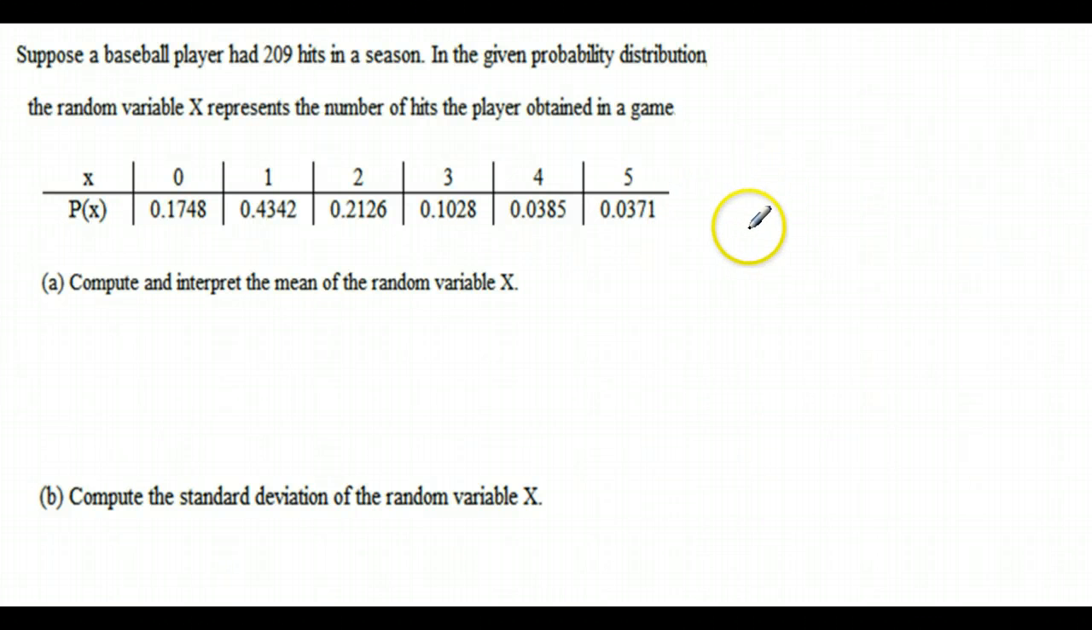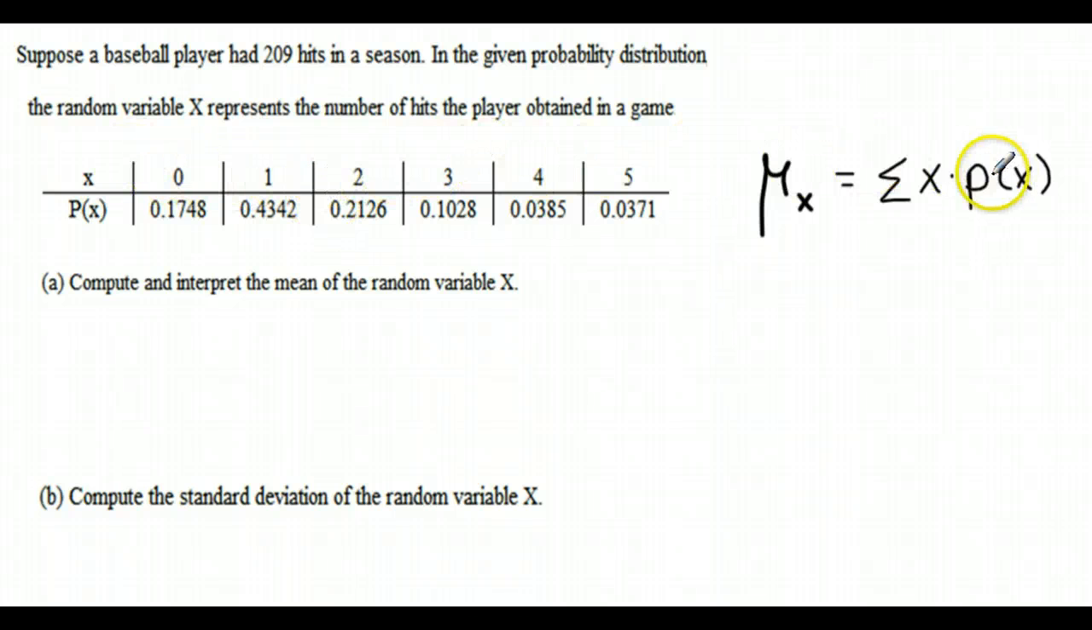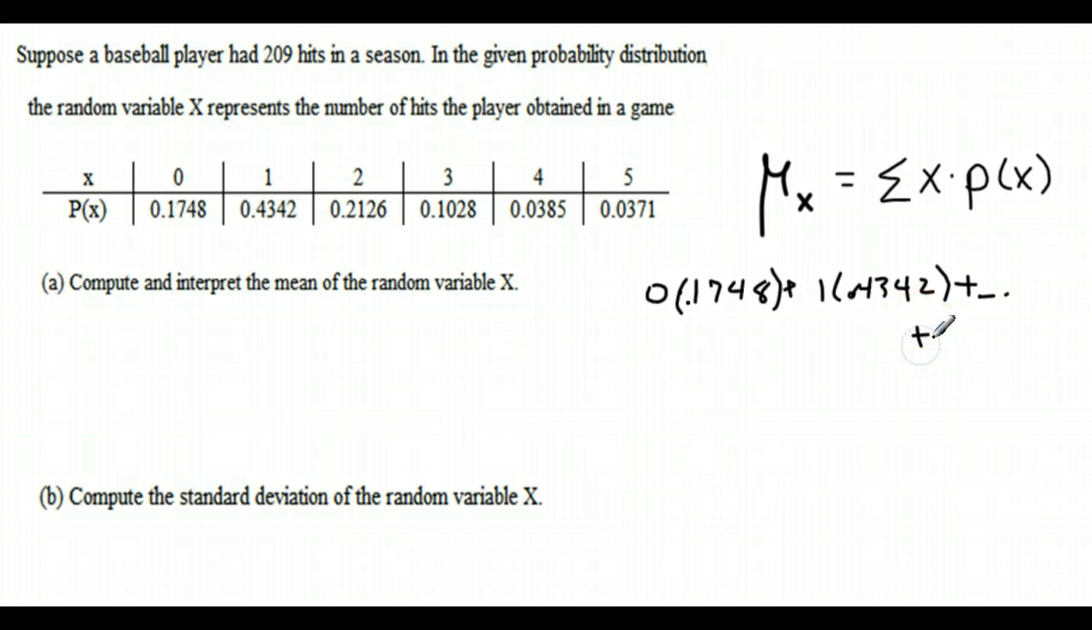So the formula for the mean is the sum of the x's, the measurements, the 0, 1, 2, 3, 4, 5, times the probability of those measurements. So what this means is 0 times 0.1748 plus 1 times, I should put that in parentheses instead of a dot, 0.4342, right, plus dot dot dot, plus all the way to 5 times 0.0371.